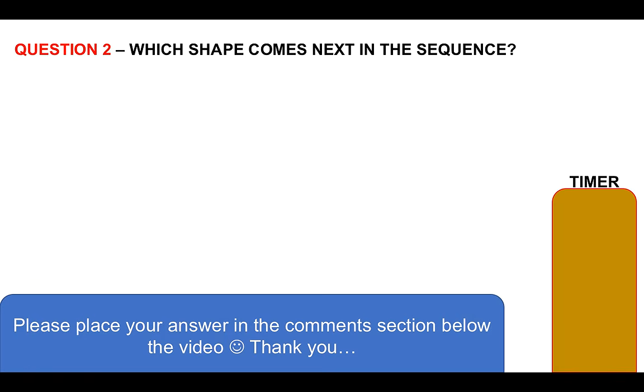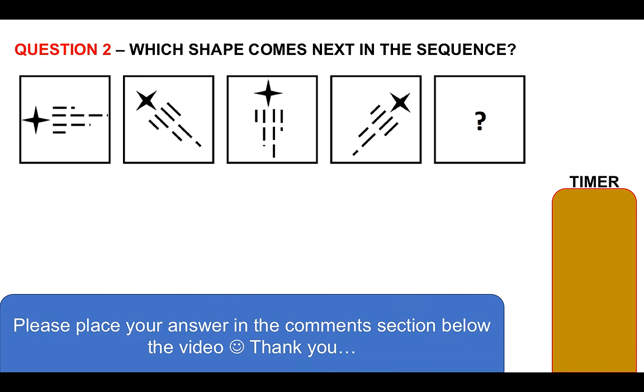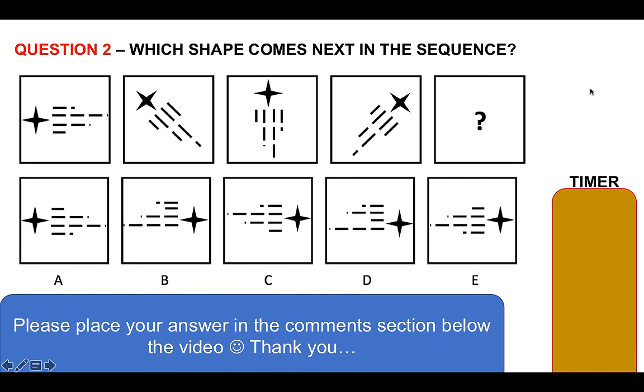So which shape comes next in this sequence? Okay, so look out for the movement, the rotation of the star. Look at the lines as well to see whether there's any clues as to what you're looking out for. Now the options are A, B, C, D, or E.